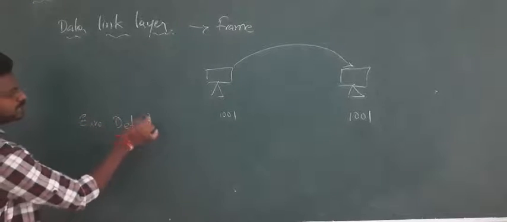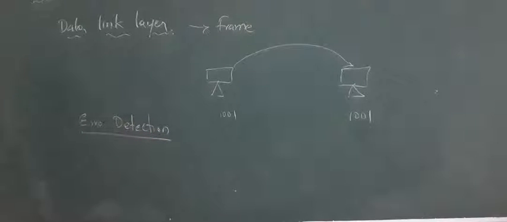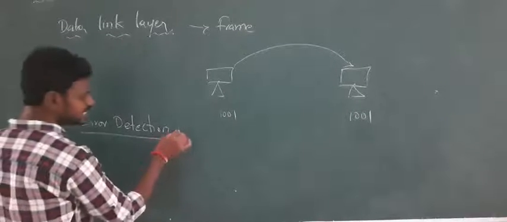As I told you, error detection is one of the responsibilities of your data link layer. We will be discussing this error detection in detail, how many techniques are there, how the techniques are helpful, and which technique is better in order to detect the errors. All these things we will be discussing in our next lecture. But try to understand what error detection is.